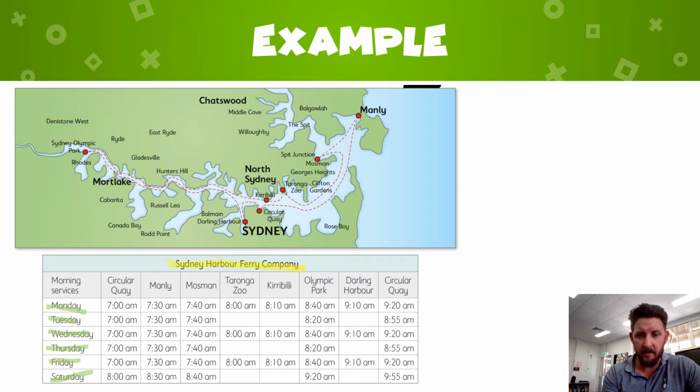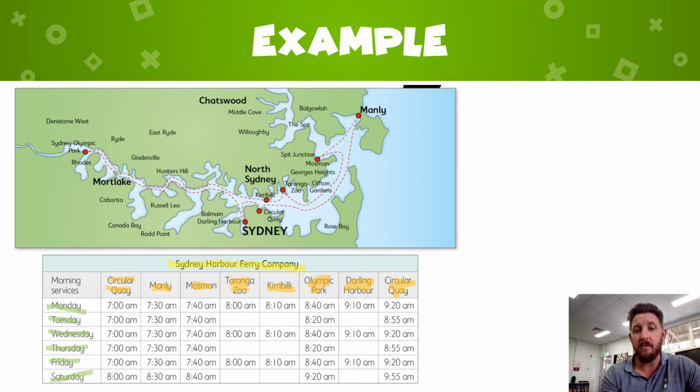If we then look at the top, and I'm going to do this in orange, we can see the different stops. So here's Circular Quay, Manly, Mossman, Taronga Zoo, Kirribilli, the Olympic Park, Darling Harbour, and Circular Quay. So if we read down there, that's when each of the different ferries leave on each day. Circular Quay, you can see the first ferry leaves at 7 a.m. every day except for Saturday, which is 8 a.m.